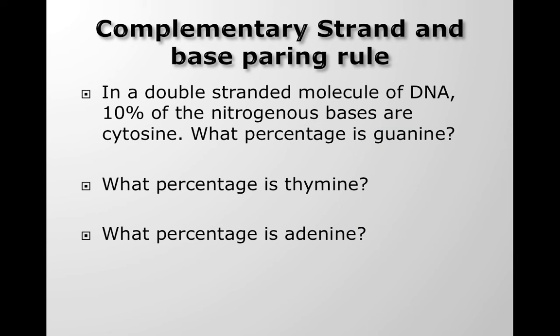Let's take a practice question here using our base pairing rules. In a double-stranded molecule of DNA, 10% of the nitrogenous bases are cytosine. What percentage are going to be guanine, and then what percentage would be thymine, and what percentage would be adenine? So let's look at and try and figure that problem out.